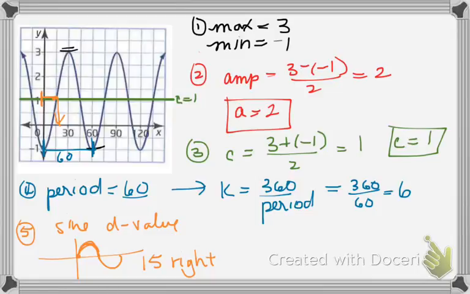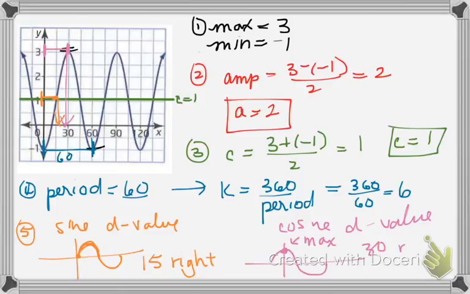Now for cosine, this is going to be a little bit different. Cosine always starts at a max. So this is our basic cosine graph, and it's always starting at a maximum right here. So we want to find the distance from the y-axis to the closest max, which happens to be 30 units to the right. And we just found both of our d values.